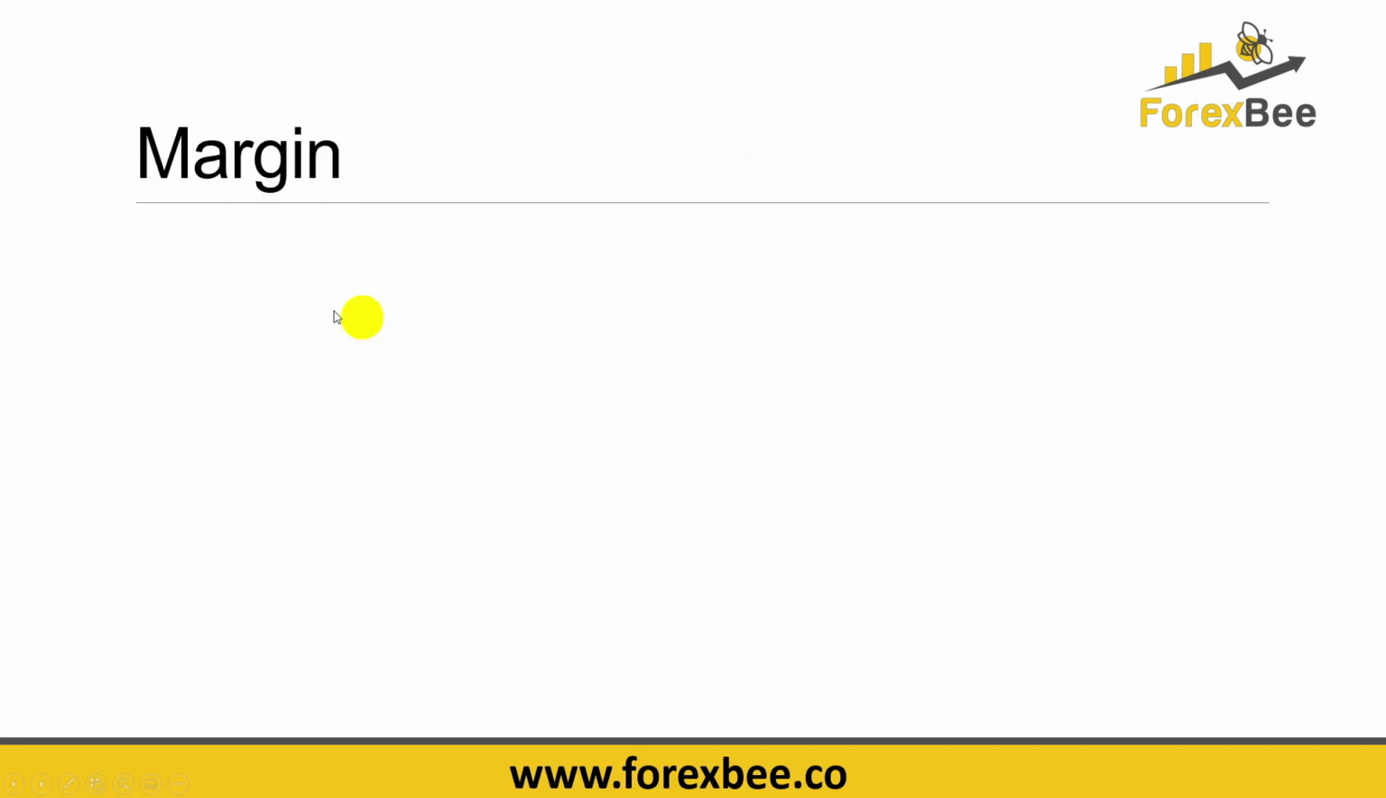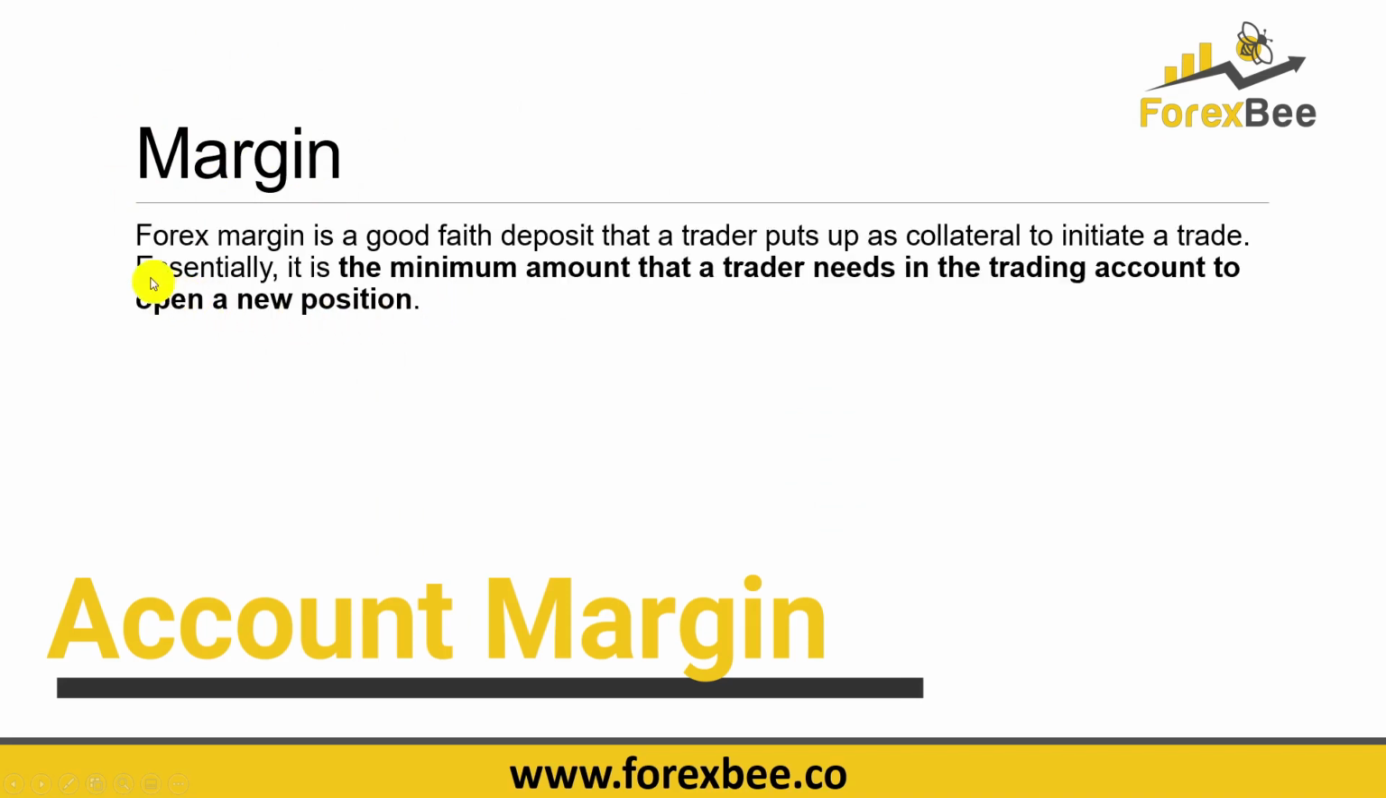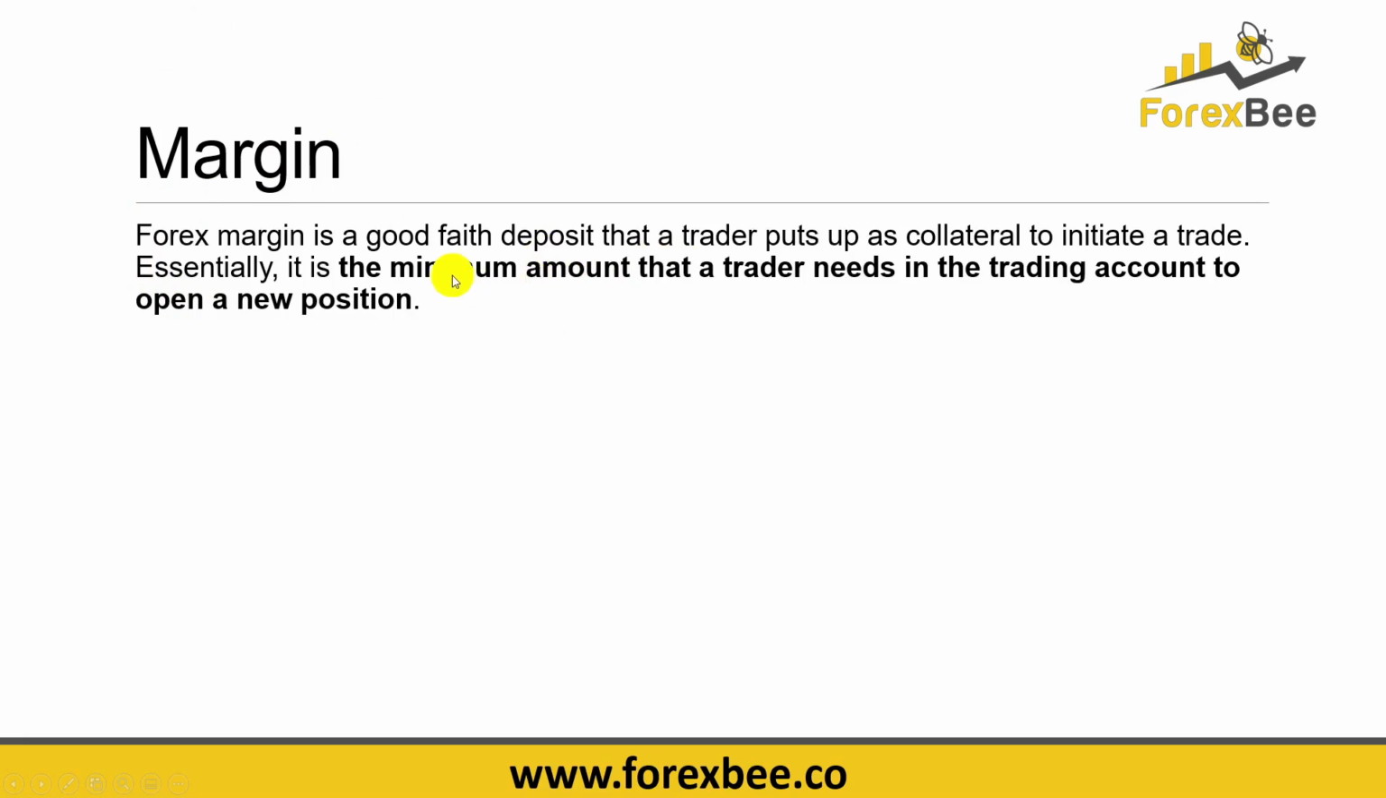The next thing is the margin. Now, a lot of people get confused between margin and equity, and sometimes they understand it wrong. So the margin is a good faith deposit that a trader puts up as collateral to initiate a trade, okay? Now let me explain what this means. Essentially, it is a minimum amount that a trader needs in their trading account to open a new position. So this is the amount that is necessary for you to have in your account when you want to open some position.